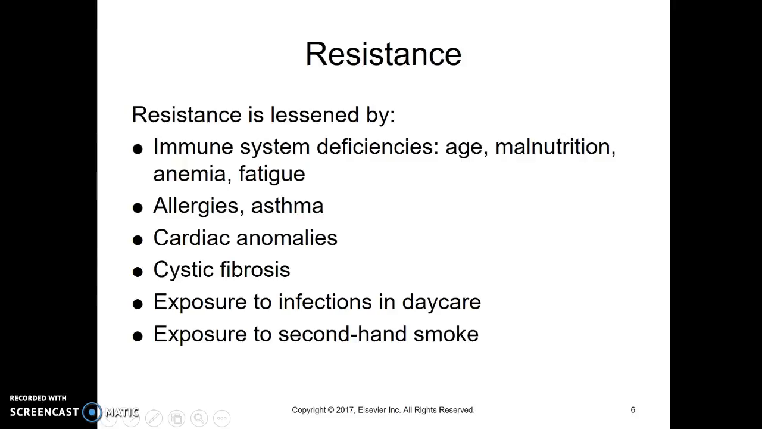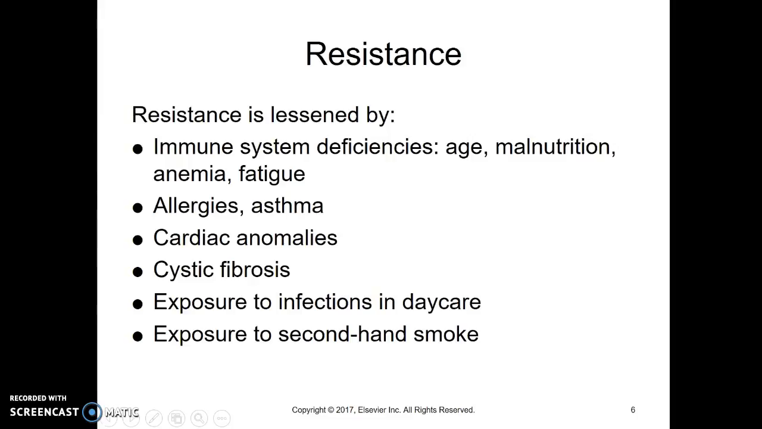Allergies and asthma will make them more susceptible. Kids with cardiac anomalies can do really poorly with what for another kid would be a mild respiratory infection. Cystic fibrosis makes really thick secretions that they can't bring up, and that mucus in the lungs becomes a perfect medium for germs to grow. And then daycare. Kids in daycare get sick more often just because they have more exposure.